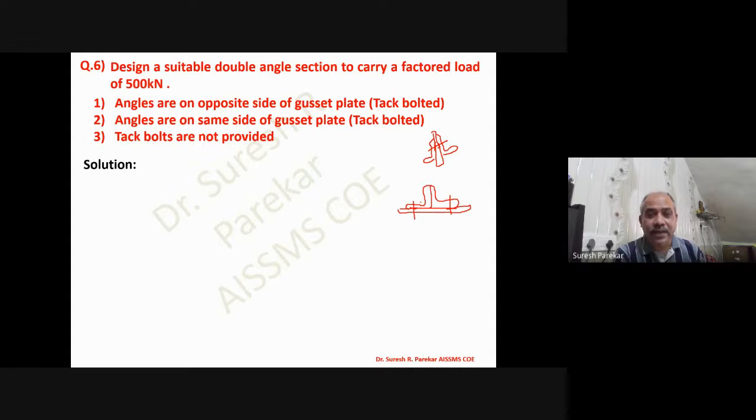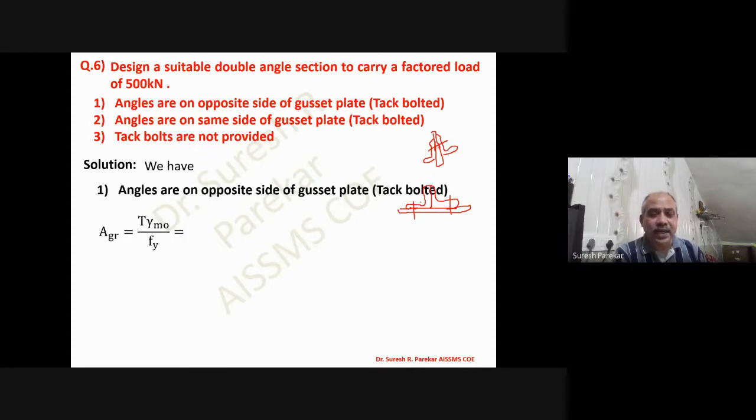not your IS 800 2007. And now here we have the first case, angles on opposite side. Now we have calculated AG required. Now how do we get it with this formula? So we know the formula for TDG. If you remember the formula we just saw, TDG is equal to AG Fy upon gamma M. So I will write the formula over here. By this formula we can see how we have rearranged the terms.